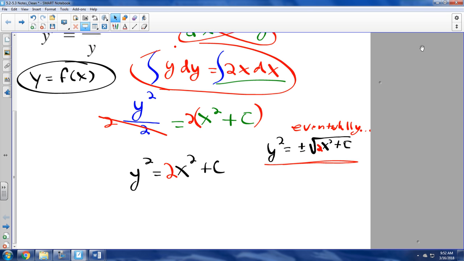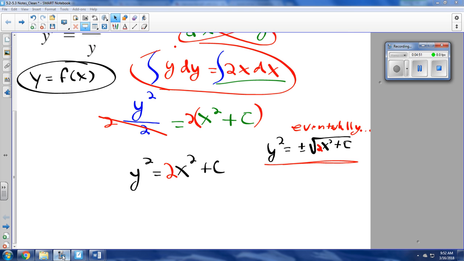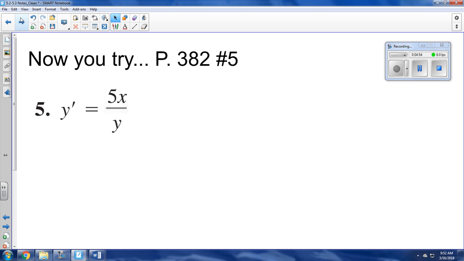So what I'll have you do is pause the video and give this problem a try. It's on page 382, number 5, and it should be on your handout. So good luck with that. Take a couple minutes.